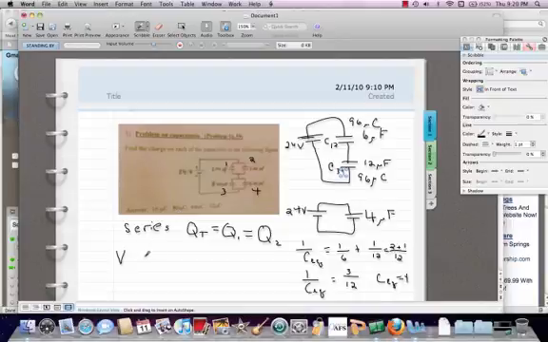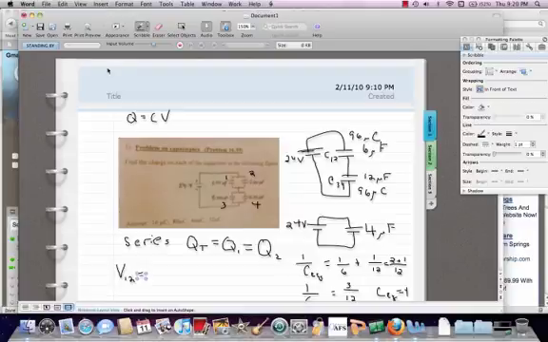All right, so I want to find voltage 1, 2, meaning the voltage across here. The way I do that is I use that equation again, Q is equal to CV. I can solve for V alone by dividing both sides by C, and I get Q over C is equal to V. So that's what I'm going to use, Q over C.